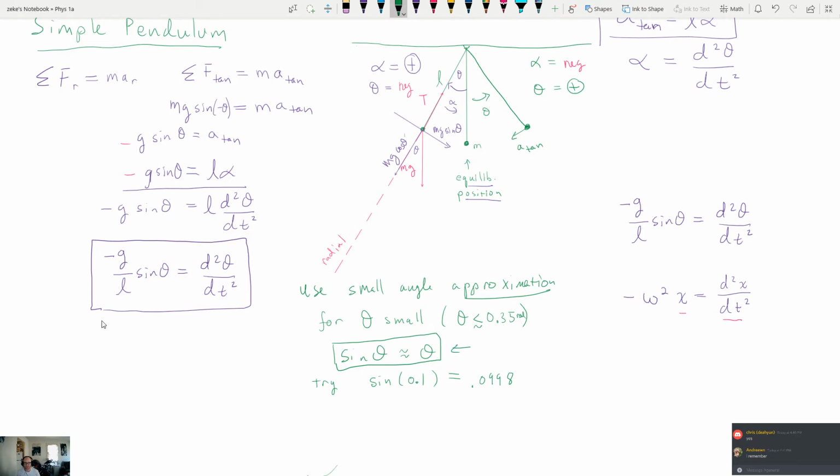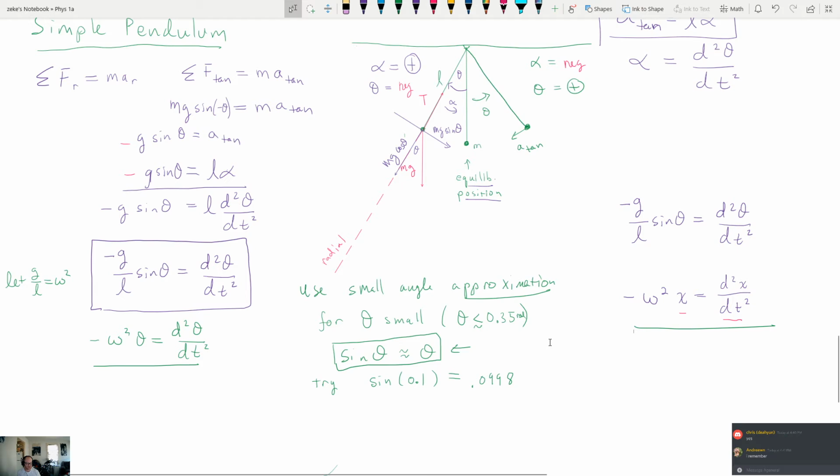We're going to let sine theta be equal to theta, and then our equation now is going to become negative g over L, but we're going to do the same thing we did last time. We're going to say let g over L be equal to omega squared. Do exactly the same thing. So this equation is going to become negative omega squared theta is equal to the second derivative of theta with respect to time. And now, when we compare this equation with this equation, they are basically the same equation. The difference being that in the case of the box on a spring, it's x. In the case of the simple pendulum, it's theta. Okay?